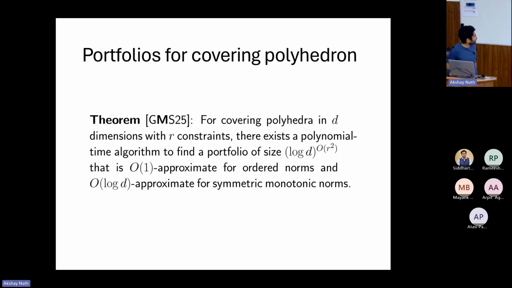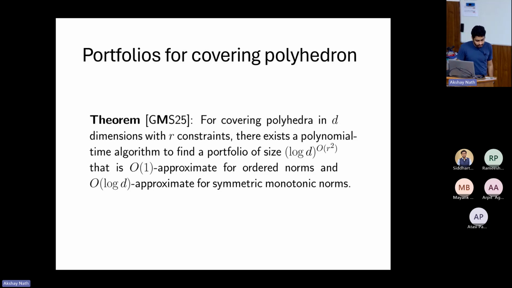And so this is the theorem we get, right? If you want a constant factor approximation with R constraints, you get a portfolio of size log D to the order R square. That is a constant factor approximation for ordered norms. For symmetric monotone norms, you get a slightly worse approximation. And I don't know if this can be improved to order 1.